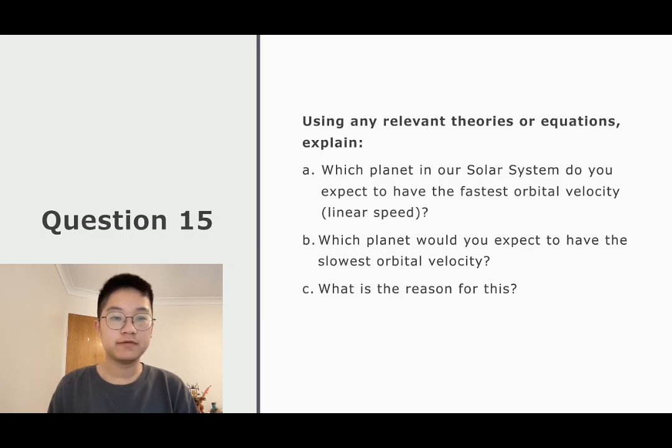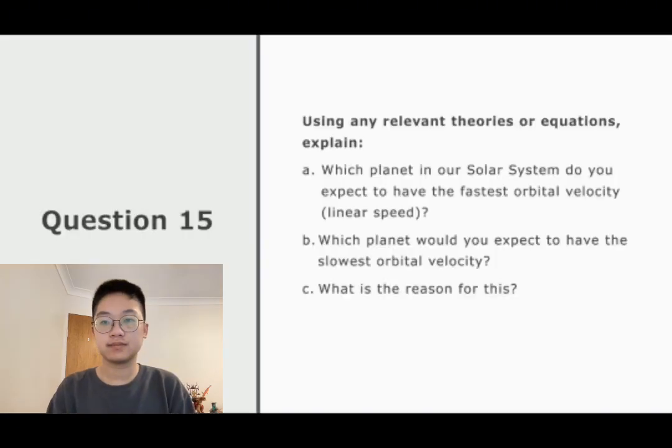Let's move to question 15. According to Kepler's second law, planets closer to the Sun move faster in their orbits, while those further away move slower. The fastest orbital speed belongs to Mercury, the closest planet to the Sun. The slowest orbital speed is that of Neptune, the farthest planet. This is because the gravitational pull is stronger closer to the Sun, requiring planets to move faster to maintain their orbits.